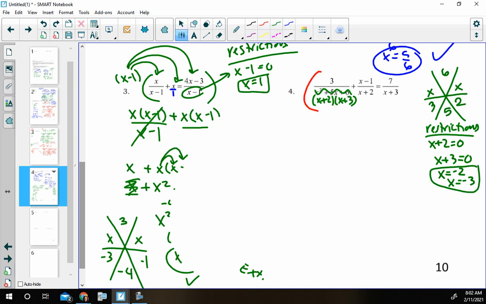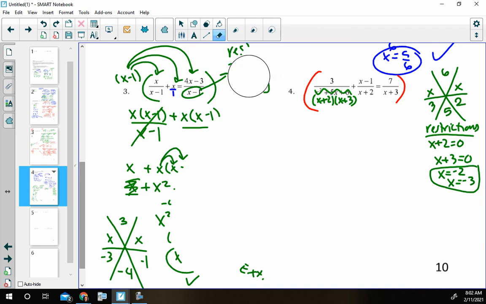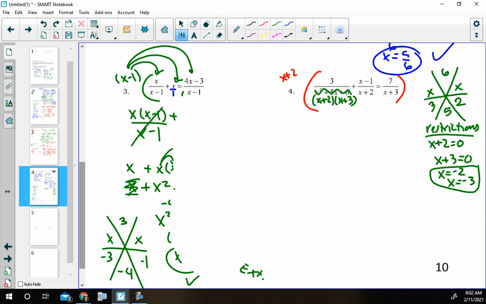So what do I want them all to have in the bottom? I need them all to have an x plus 2 and an x plus 3. So I'm going to multiply by x plus 2, x plus 3. So the first one, just let that 3 chill in front. Okay, I'm going to have x minus 1, x plus 2, x plus 3.